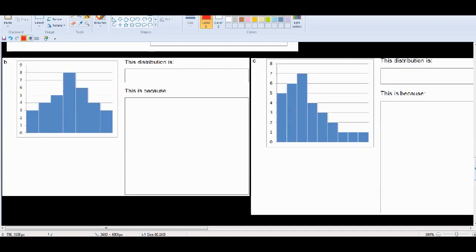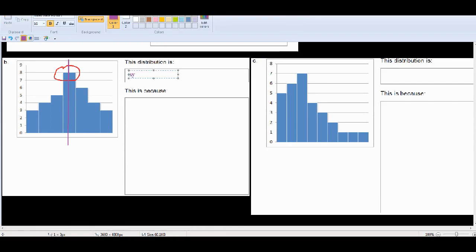Okay, so B, what kind of distribution is it? So how many peaks? This time there's only one peak. Also, do you see any mirror image from left hand side, right hand side? Yes. Okay, so let's say this distribution is symmetrical, and is normal. Okay, but there's only one peak.